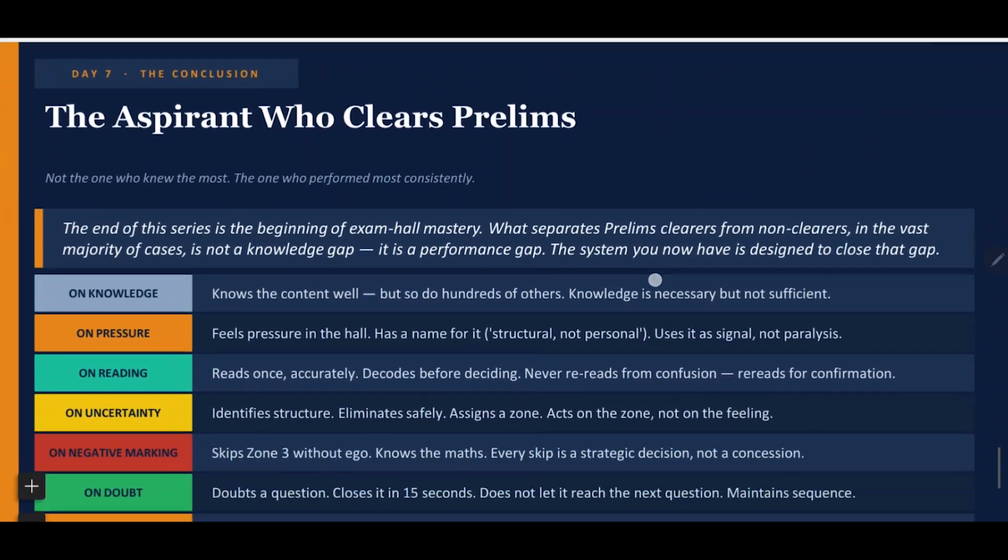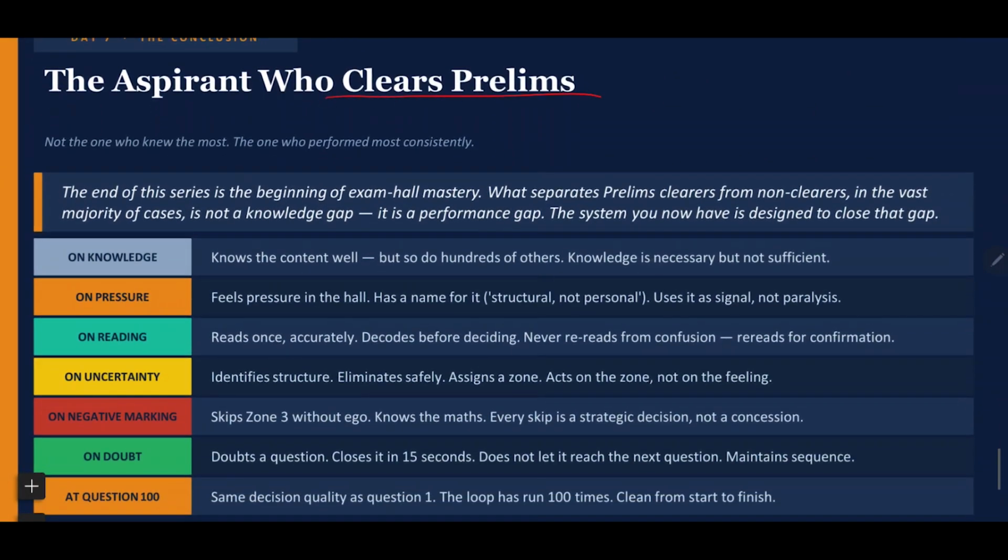So the aspirant who clears prelims is not the one who knew the most, but the one who performed most consistently. The end of this series is the beginning of exam hall mastery. What separates prelims clearers from non-clearers in the vast majority of cases is not a knowledge gap. It is a performance gap. The system you now have is designed to close that gap.